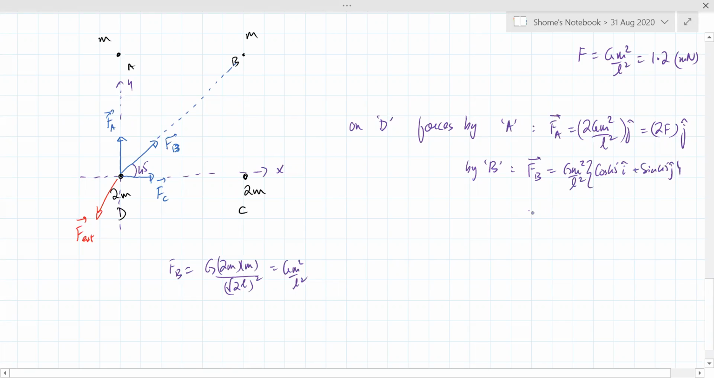It's the same thing. So it is F by root 2 I cap plus F by root 2 J cap. Okay. So this is the force applied by B. This is the force applied by A.